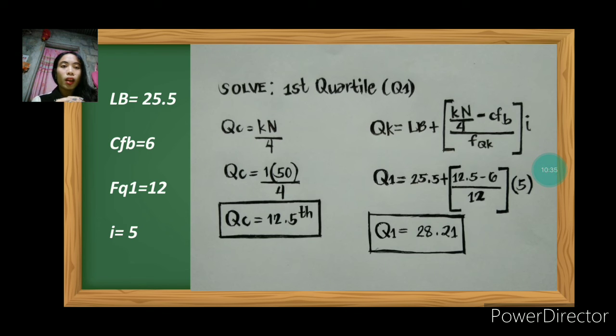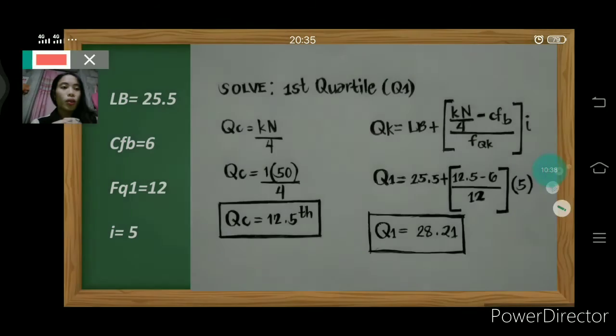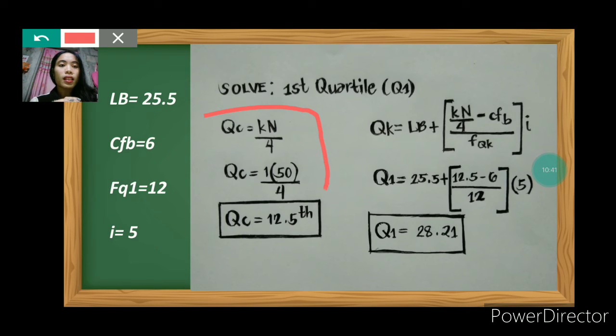we already solved the Kn over 4 in our quartile class. So that's why we get 12.5. So we have 12.5 here, then minus 6, our cumulative frequency before the class, then over 12, because it's our frequency. Then multiply by 5, our class interval.